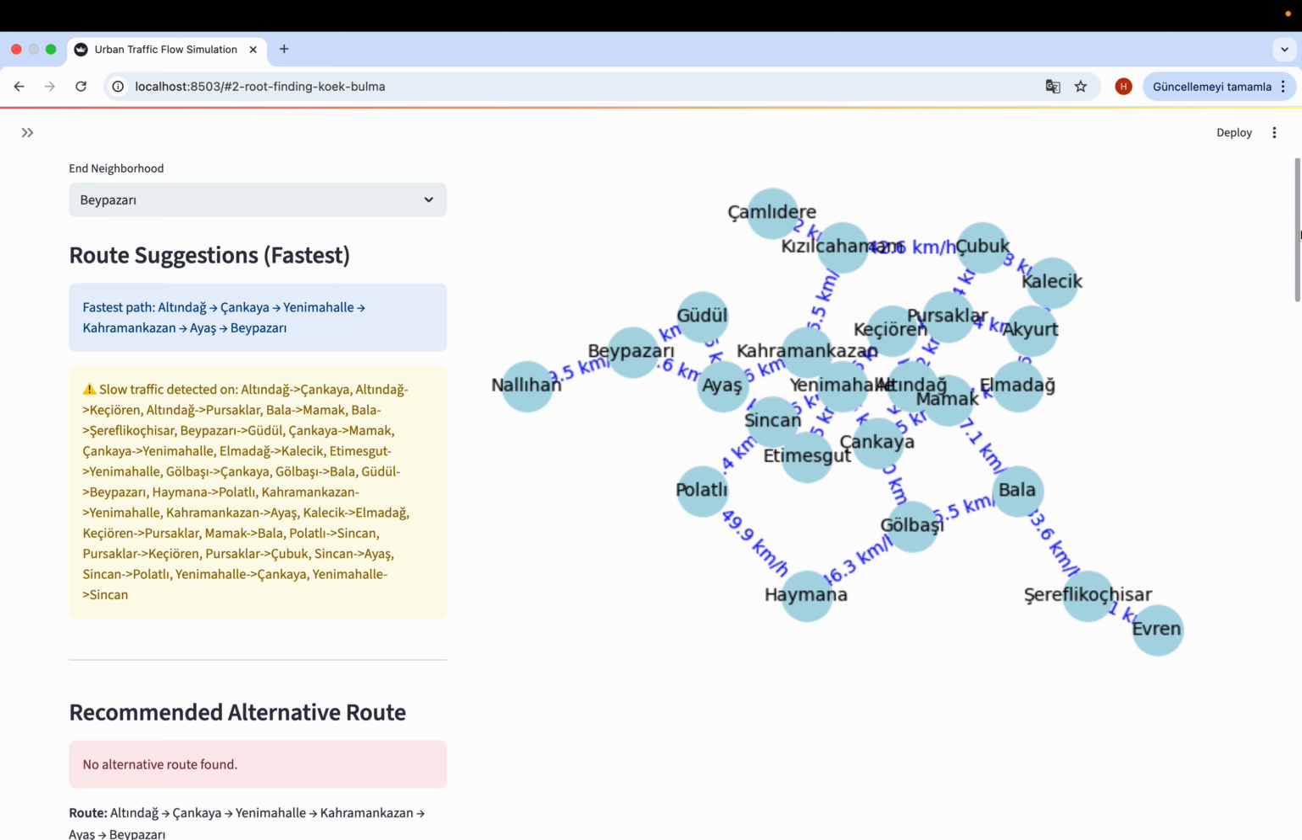To summarize, first part, urban traffic congestion is a growing crisis. Oh, sorry, this noise. Sorry, I live in a dormitory. Oh, sorry.